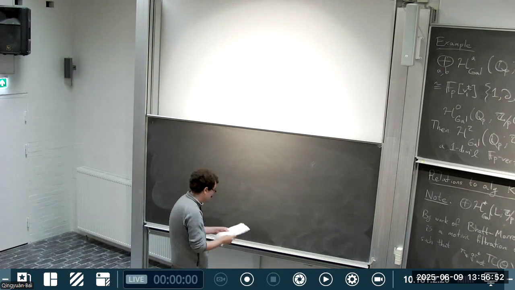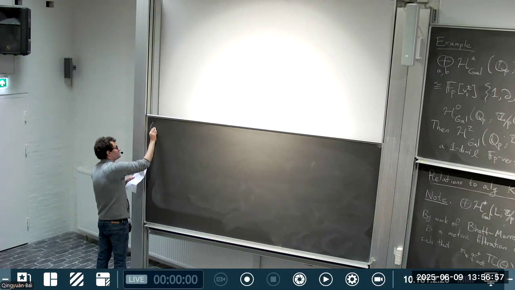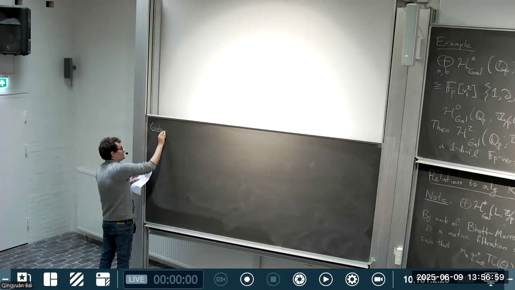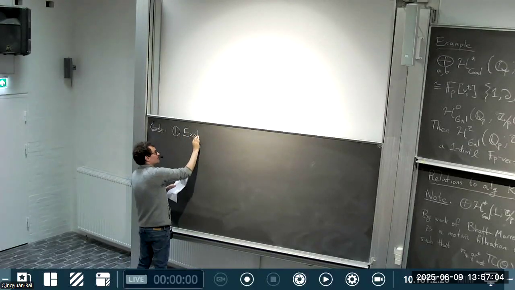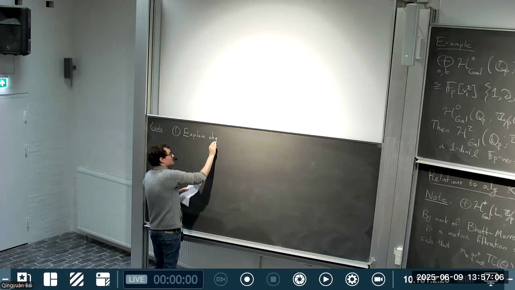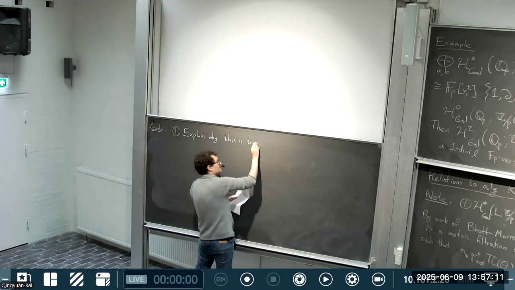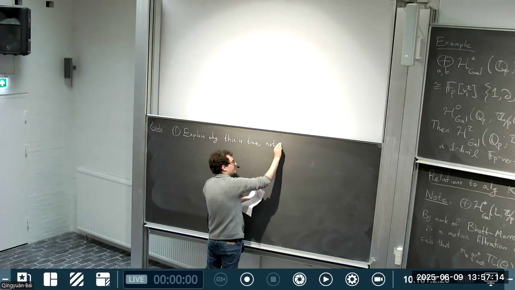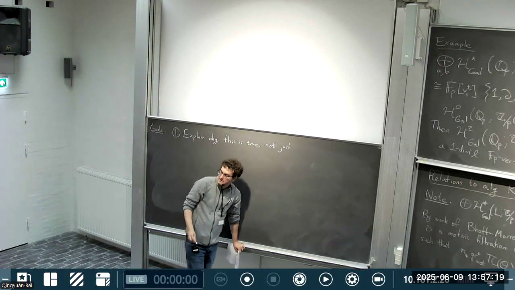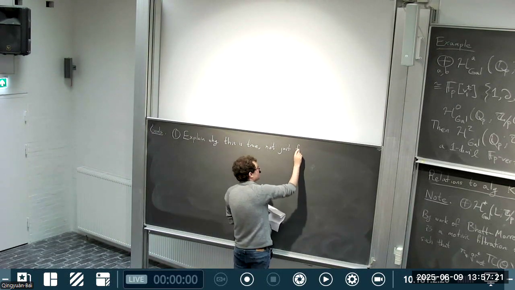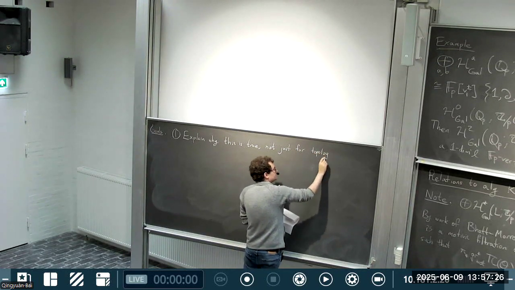What are our goals? In the next days, I hope to first of all explain why this is true. This means some package of the self-duality statements and the Lagrangian statement, not just for the topological cyclic homology.